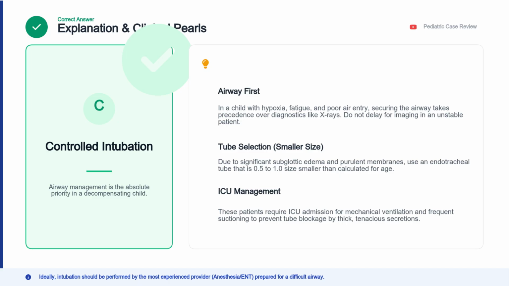Intubation should be performed by the most experienced clinician available, ideally in a controlled environment like the operating room or intensive care unit with backup equipment ready. An endotracheal tube 1 to 2 sizes smaller than age appropriate should be selected due to airway edema and narrowing. Following intubation, intensive care monitoring with frequent endotracheal suctioning is mandatory.